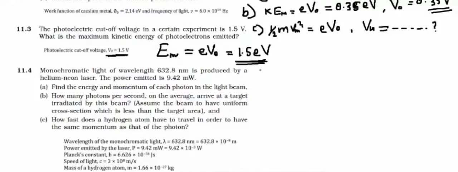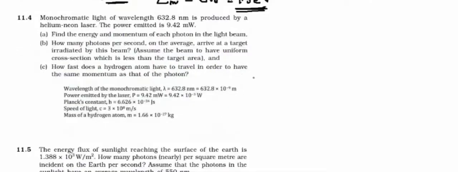Then question 4. Monochromatic light of wavelength 632.8 nanometer is produced by a helium neon laser. The power emitted is 9.42 milliwatt. All units you have to convert into SI unit. Find the energy and momentum of each photon. Now, the energy of the photon. So first we see part A.